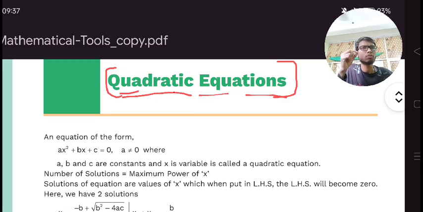So the simple meaning of a quadratic equation is just two exponent. The highest exponent is how much? 2. And the meaning of equation is just an equal sign. On the LHS there will be something, on the RHS there will be something. On both sides there will be a quantity. One side will be equal to the other side. This is the meaning of equation. A polynomial with an equal sign.